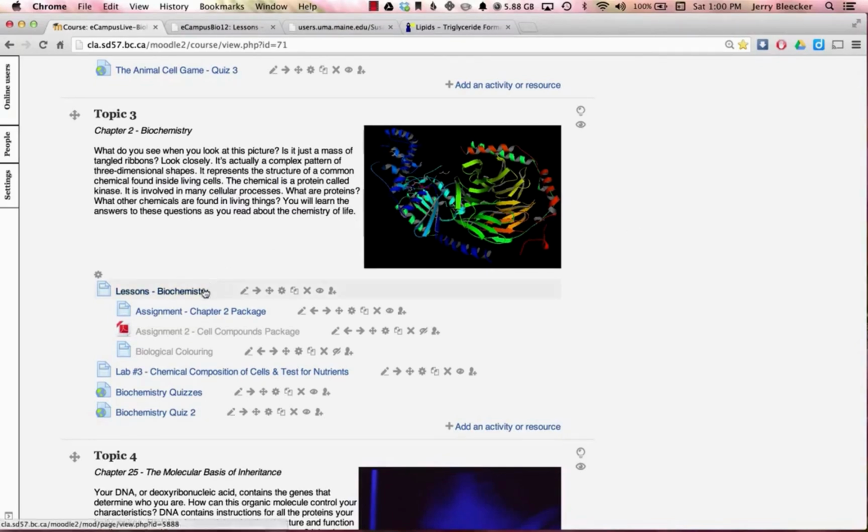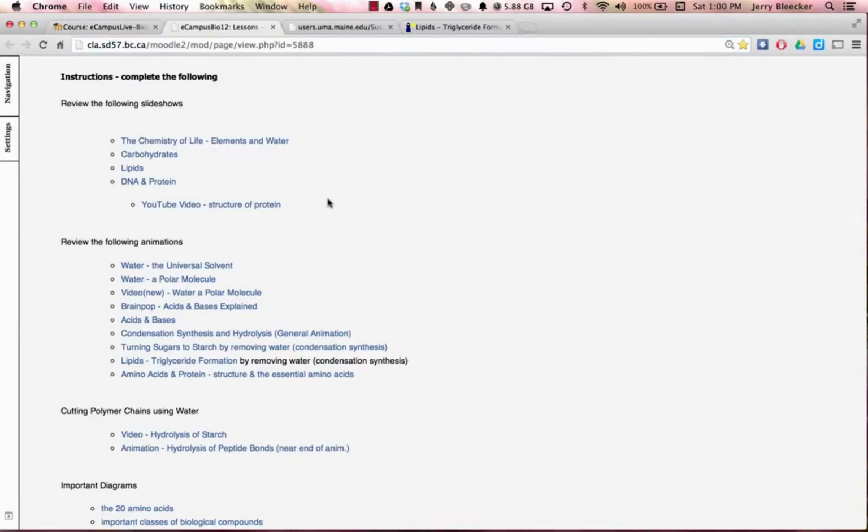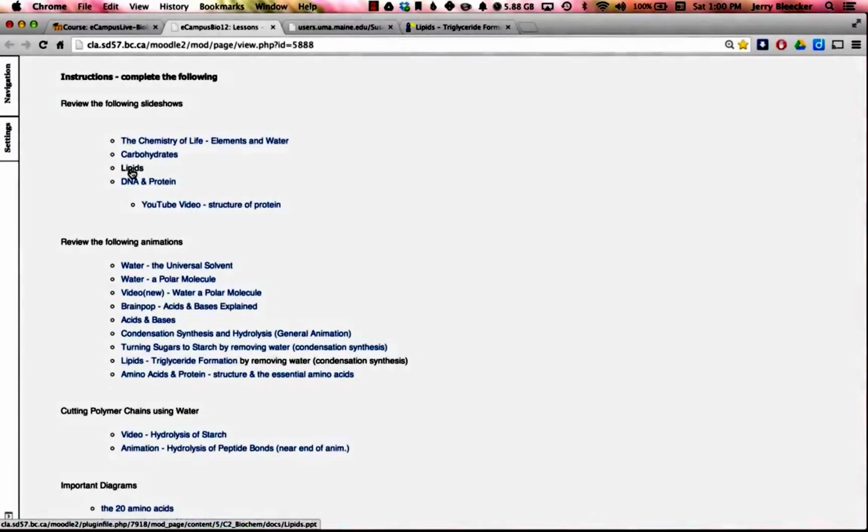Let's get to it. Click on biochemistry lessons there, which will bring you to this screen. And the material for lipids is here. The animation that will be really important is this one called triglyceride formation of lipids by removing water. Now, it's an interesting trick. We've already seen that by removing water, we can build things up, which we call condensation synthesis. Now, if we reintroduce water, we can break things down, which we call hydrolysis. The good news is you already saw that in the previous chapter when we were studying carbohydrates and monosaccharides, disaccharides, things like that. So you've already seen it. Let's see what we've got.